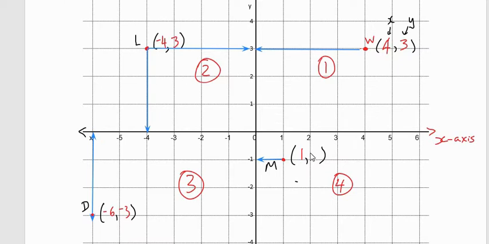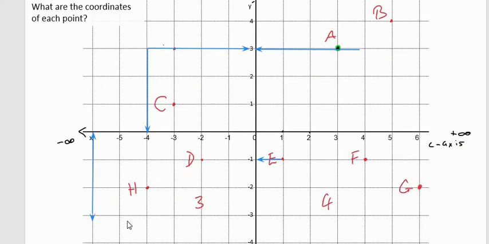And so the location of this point is at (1, -1). Very good. Thank you.